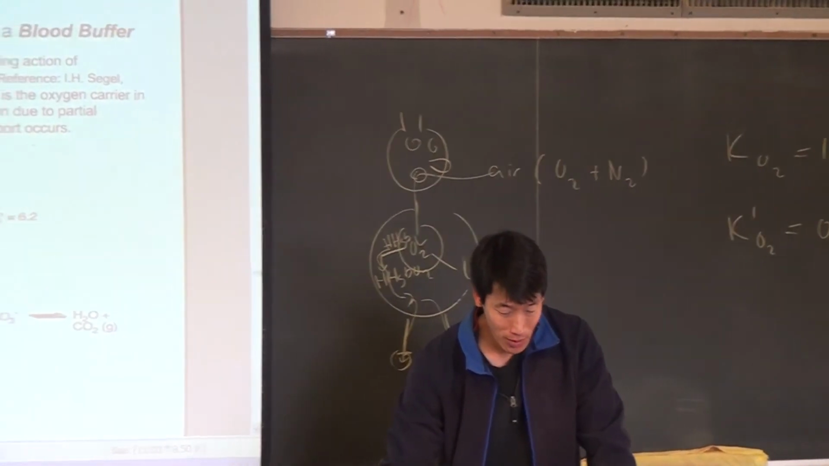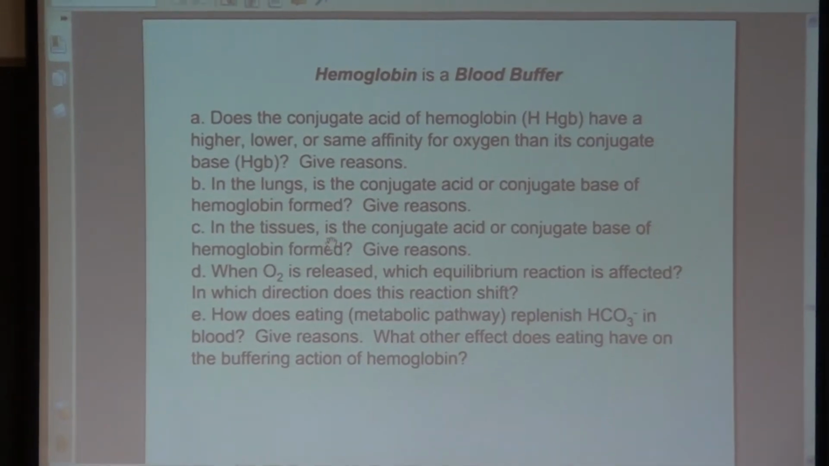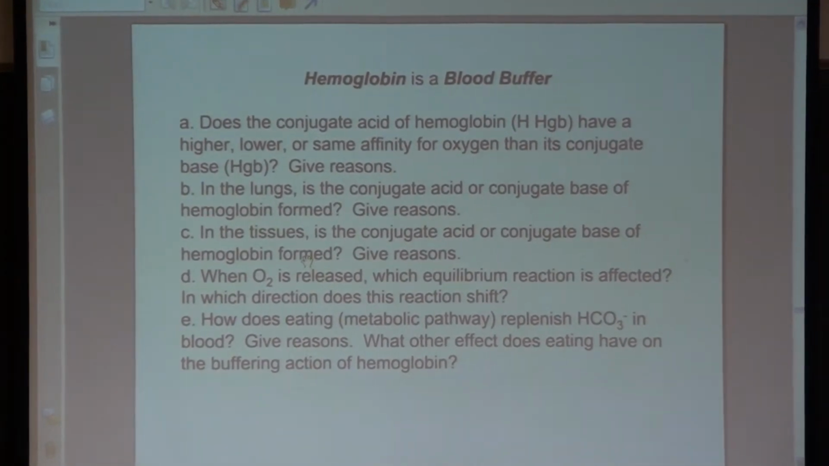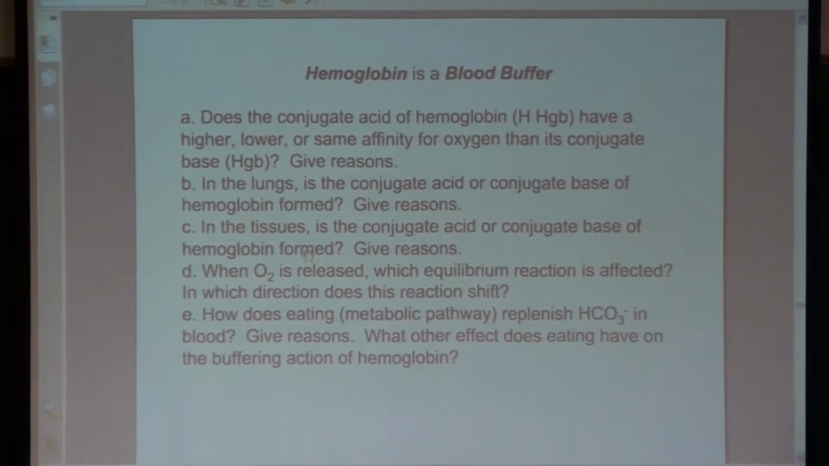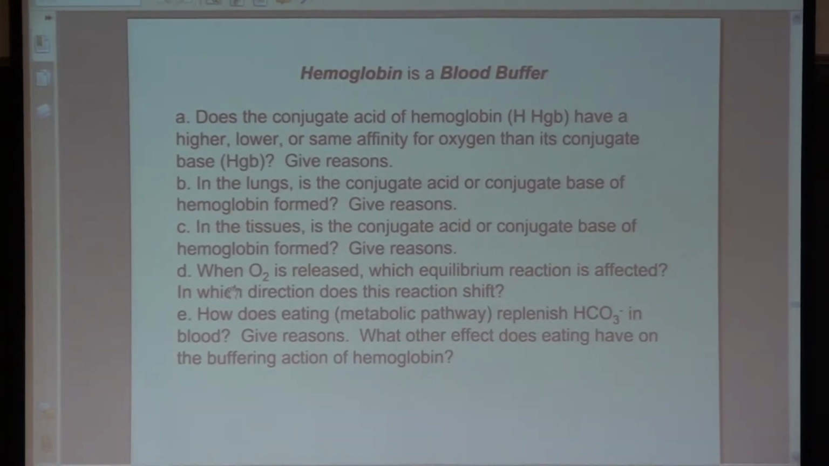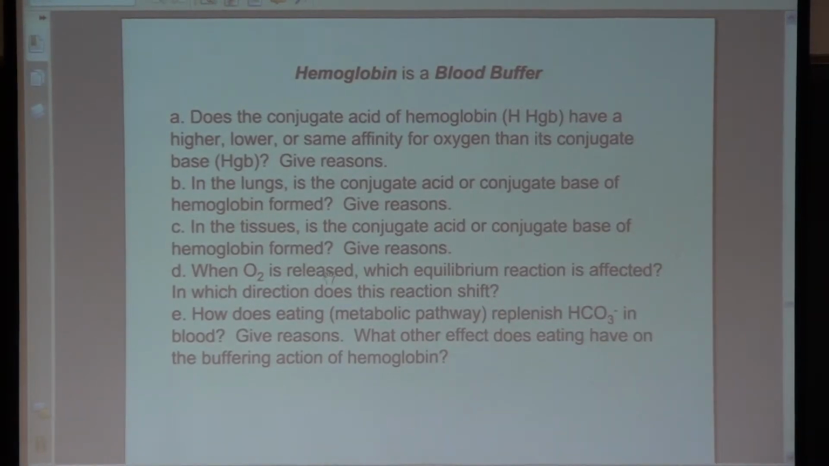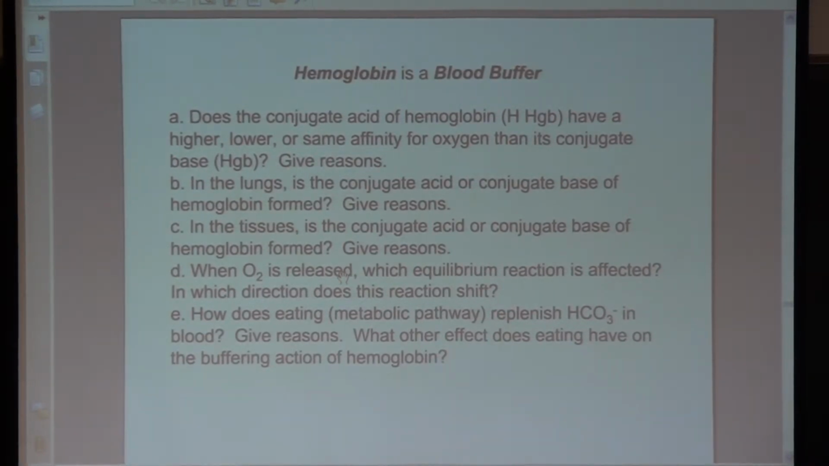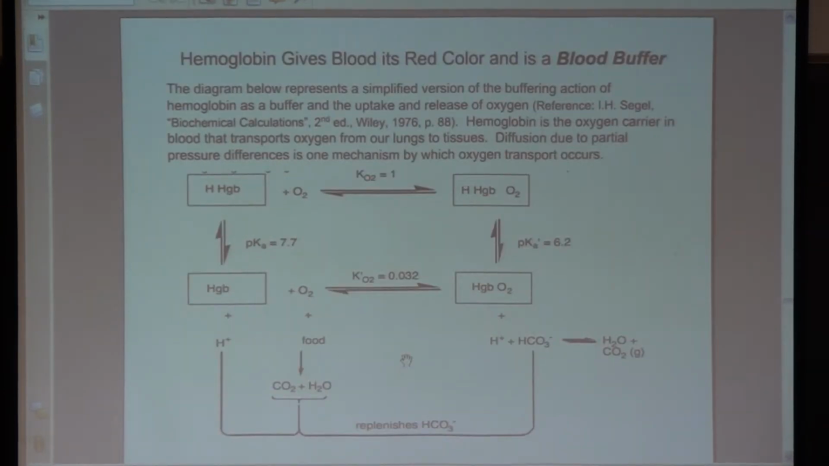Okay, so let's go back to that question again. In the tissues, is the conjugate acid or the conjugate base of hemoglobin formed? We said that it's going to be the conjugate base form. In part D, when O2 is released, which equilibrium reaction is affected? In which direction does this reaction shift? So we said that when O2 is released in our tissues, the equilibrium reaction which is affected is this one, the HHGB plus O2 going to the HHGBO2.